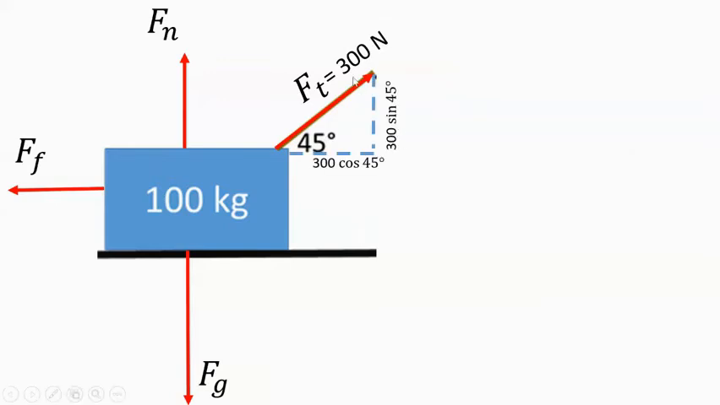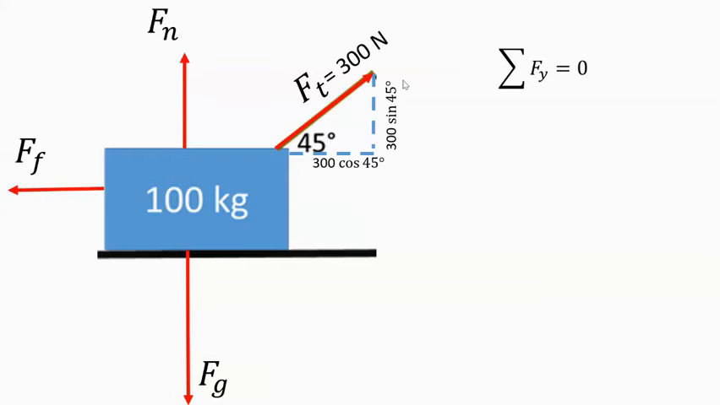And so the tension force is 300 newtons, which means to find out how much of that force gets applied horizontally, it'd be 300 times cosine 45. And then to find out how much of it gets applied vertically, it'd be 300 times sine of 45.